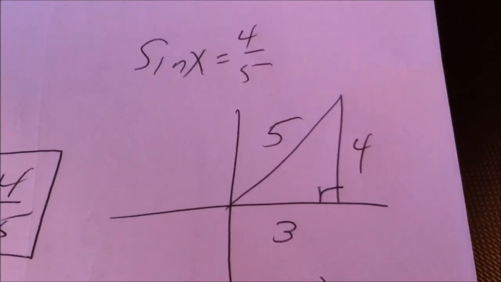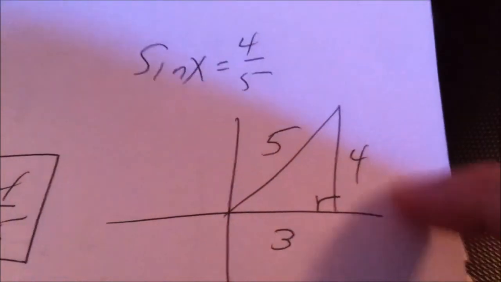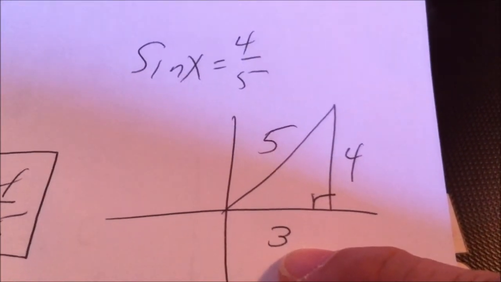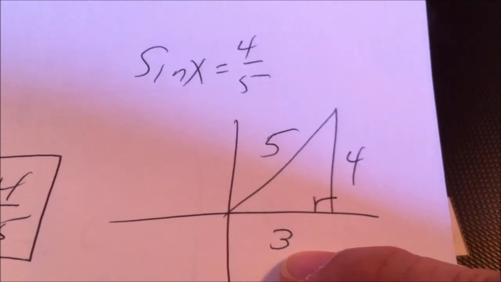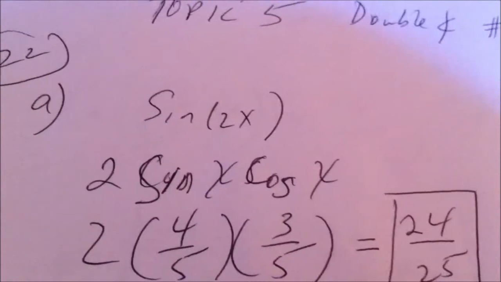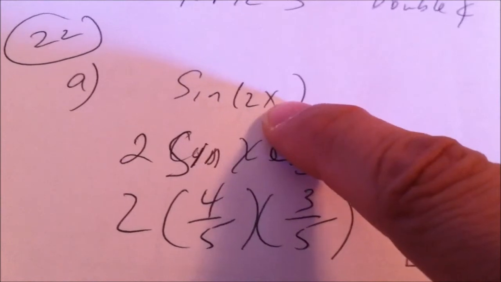I know it's an acute angle, therefore the triangle is going to be in the first quadrant. So remember that sine is opposite over hypotenuse, which makes the adjacent side 3. So if I need to pick off cosine, cosine is 3/5. So going back to the sine 2x formula, and it is a double angle because there's a big 2 in front of the angle.